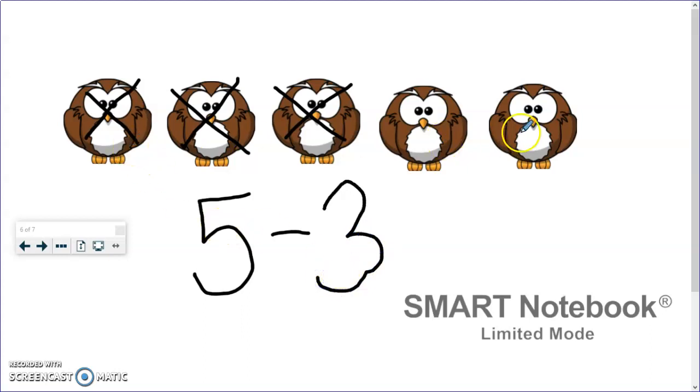We had 5 owls, 3 of them went to find food. So how many does that equal? How many owls are left? If you said 2, nice job. There are 2 owls left.